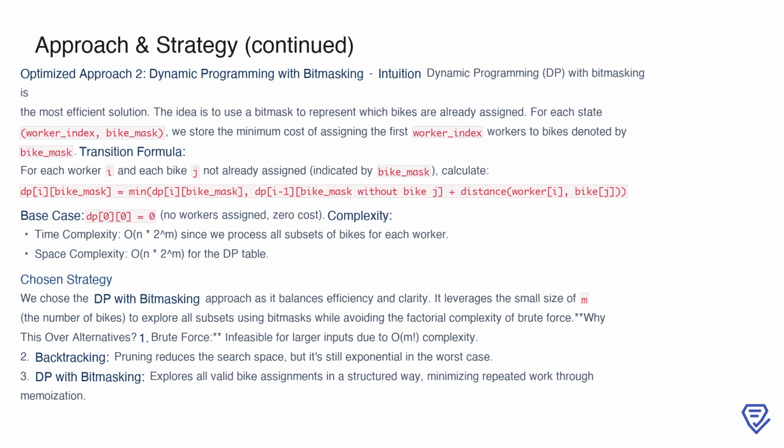In terms of complexity, this approach is much more efficient compared to brute force or backtracking. The time complexity is n*2^m, and the space complexity matches this at n*2^m, which is manageable given that the number of bikes m is typically small. This makes DP with bit masking particularly appealing because it avoids redundant calculations using memoization, thereby balancing clarity and performance.